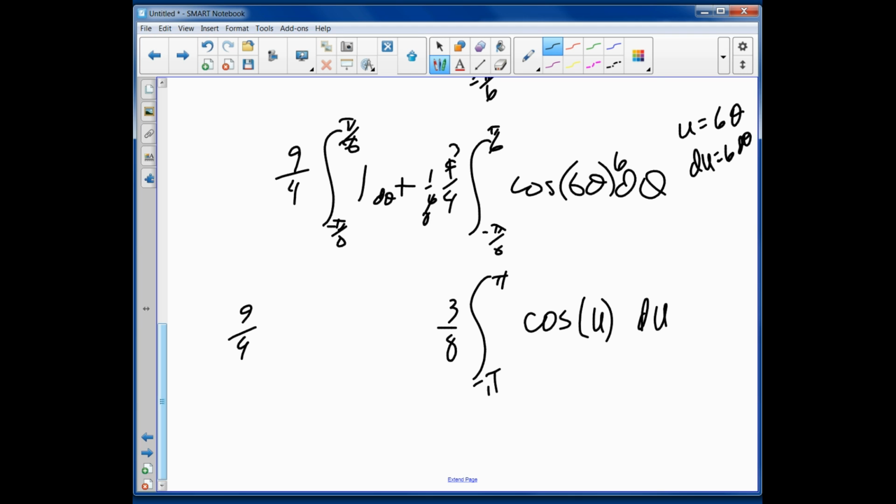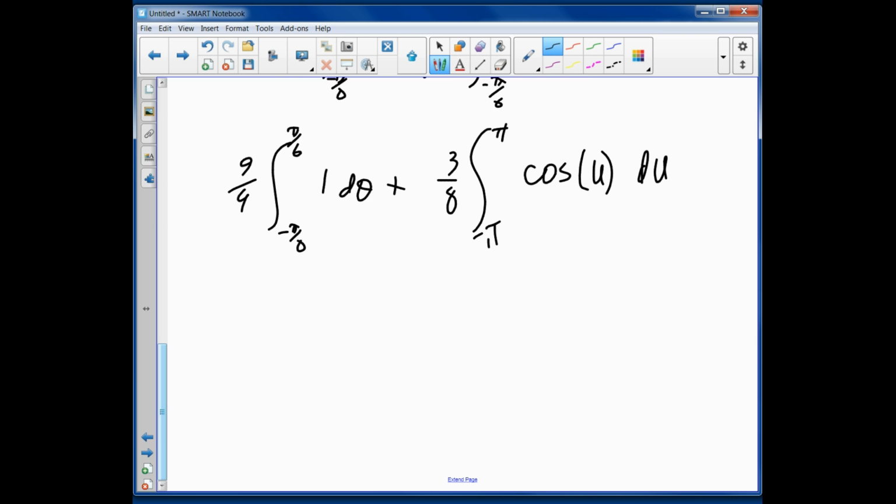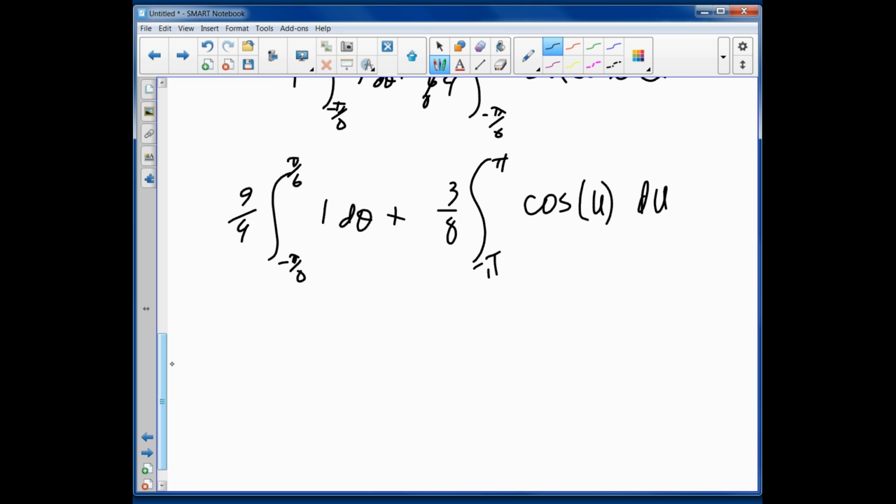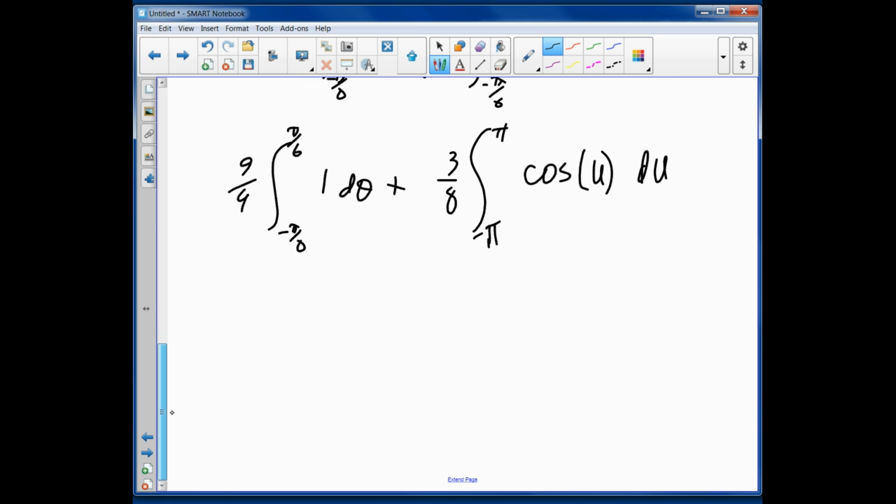Is that negative pi on the... Yes. 3/8? Yes, that's negative. They do this whole problem in like 4 steps. Yeah, no thanks. Yeah, I know. Okay, so we ready to take some integrals?